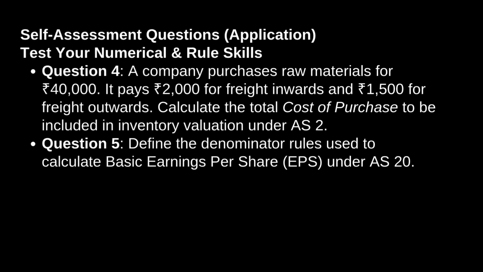Let's add some numerical and rule-based application to the mix. Question 4 presents a classic inventory valuation scenario. A company purchases raw materials for 40,000 rupees, paying an additional 2,000 rupees for freight inwards and 1,500 rupees for freight outwards. Your task is to calculate the total cost of purchase to be reported under Accounting Standard 2. Following that, question 5 tests your memory of compliance metrics. Can you define the exact denominator rules used to calculate basic earnings per share under IAS 20? Let's check how well you scored.